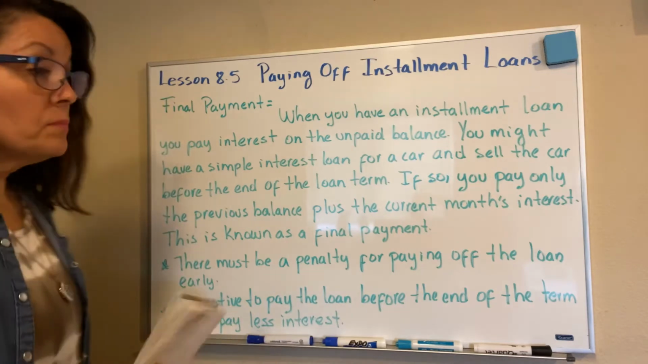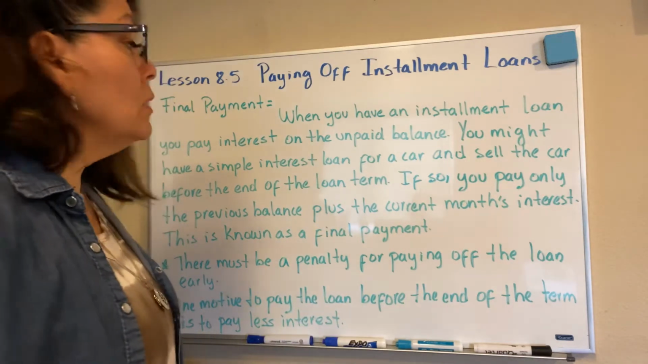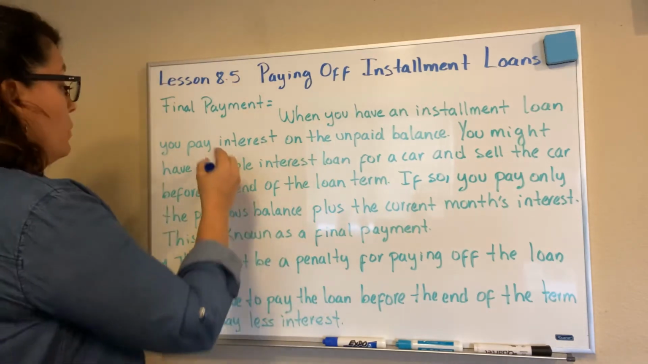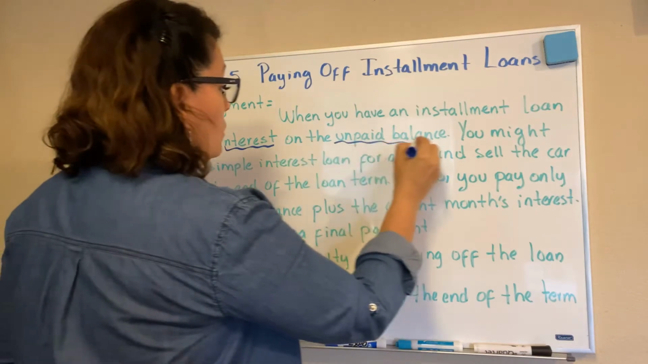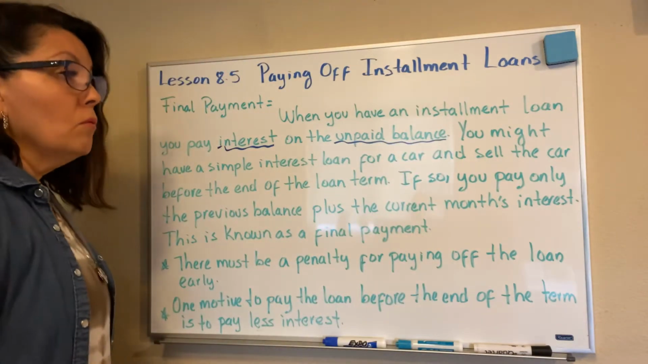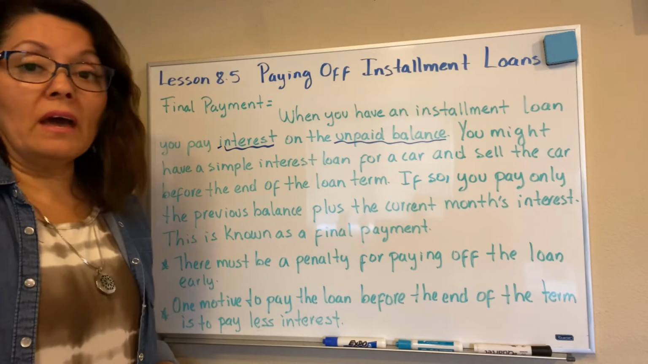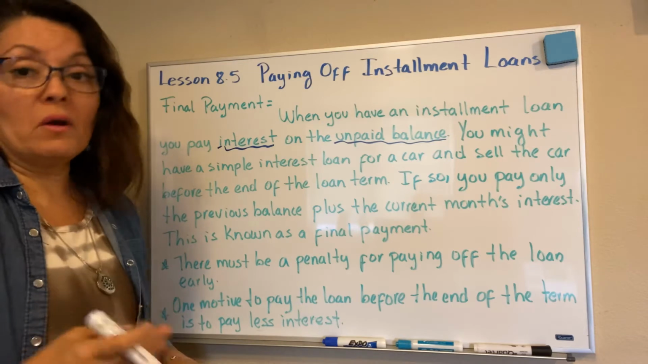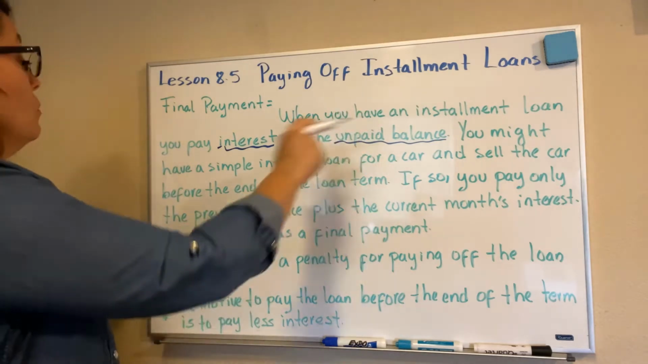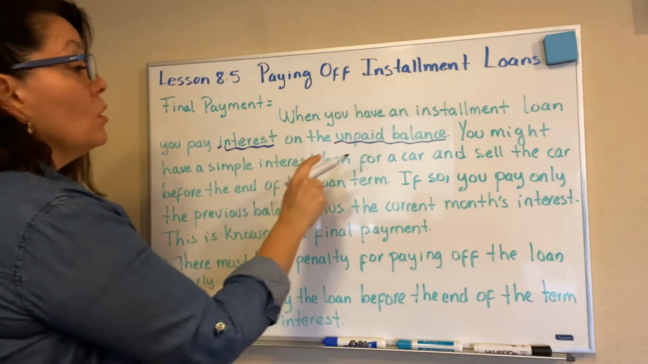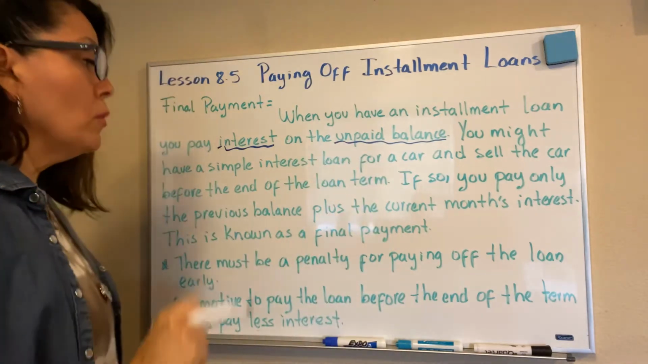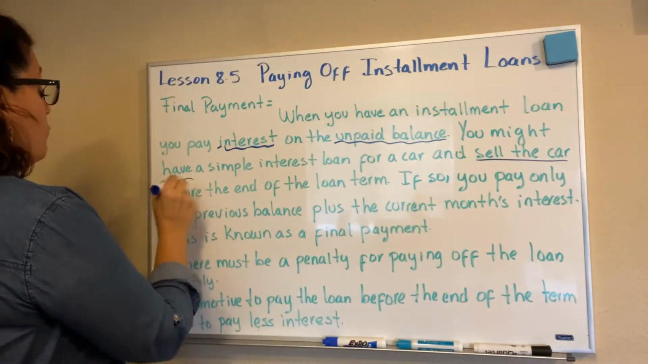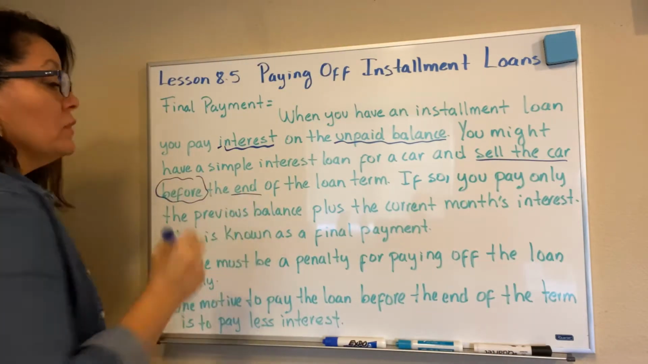3 formulas. Okay, when you have an installment loan, you pay interest, guys, on the unpaid balance, okay? You're always going to pay interest. Why? Because that is the way the bank is going to charge you for borrowing their money, okay? You might have a simple interest loan for a car, and this one is very important, and sell the car, okay, before the end of the loan term.